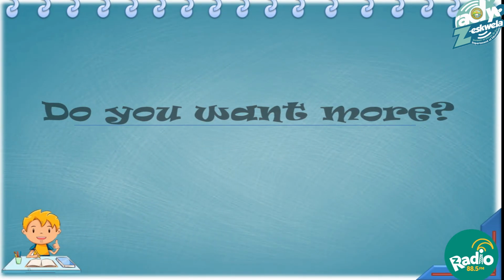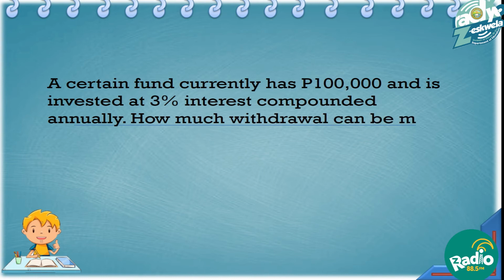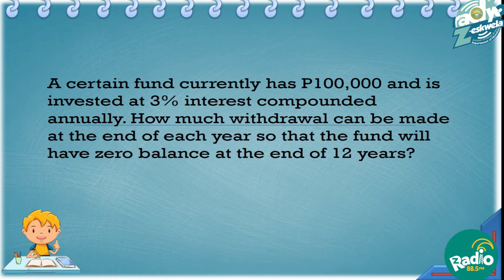Do you want more? Then, try this problem. A certain fund currently has 100,000 and is invested at 3% interest compounded annually. How much withdrawal can be made at the end of each year so that the fund will have zero balance at the end of 12 years?